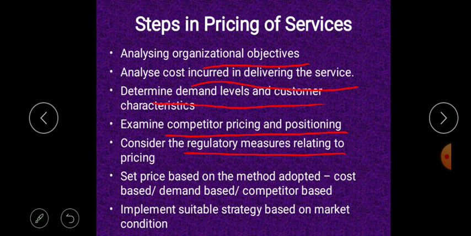So you have to also check what regulatory measures the government has set, or what regulatory measures are in force on pricing. Then you have to set pricing based upon the method adopted by you. There are three main methods that we are going to study later: cost based method, demand based method, or competitor based method. Whichever method you are going to employ, your pricing strategy will change based upon that.